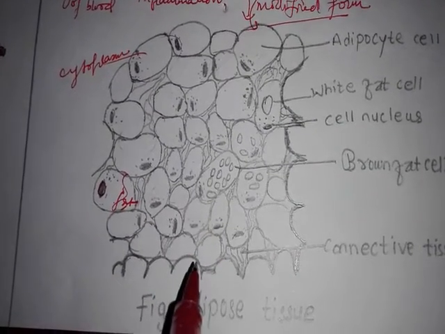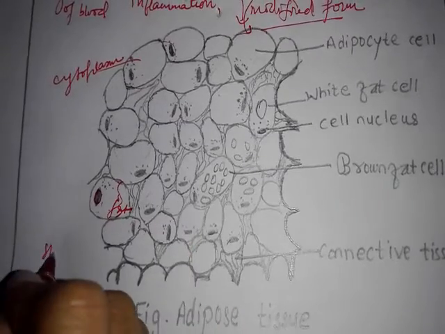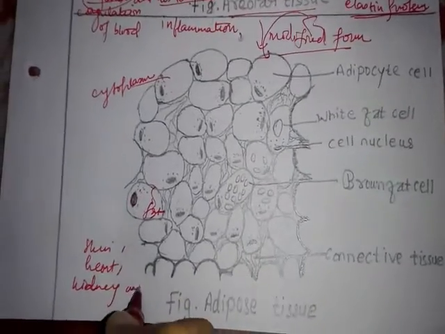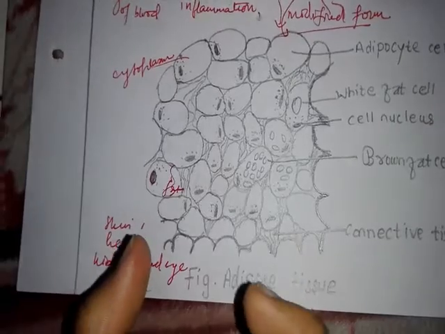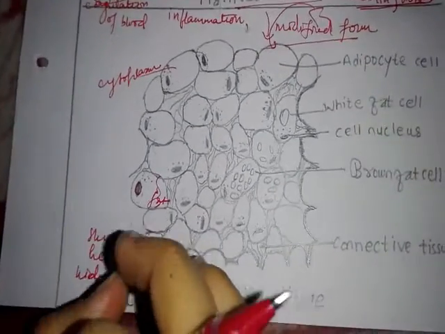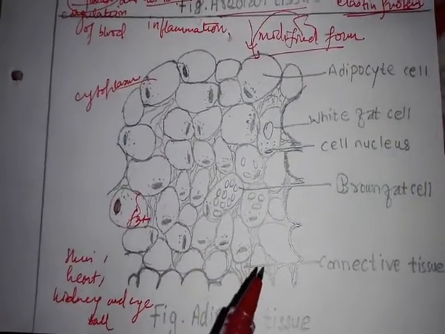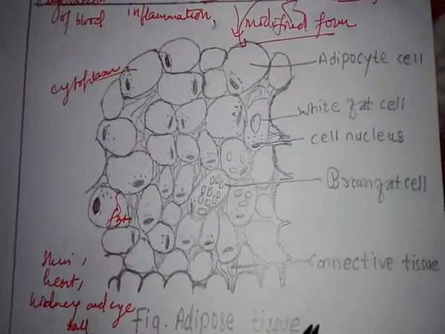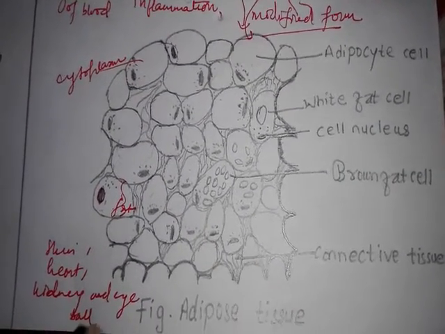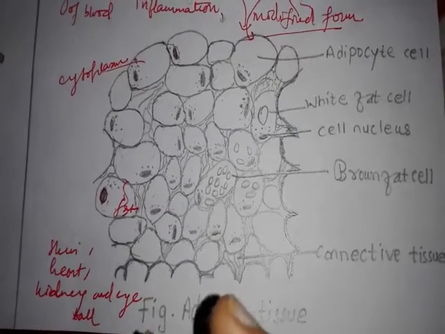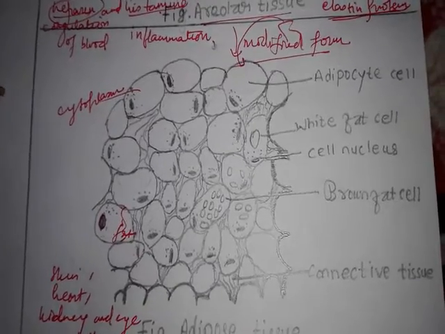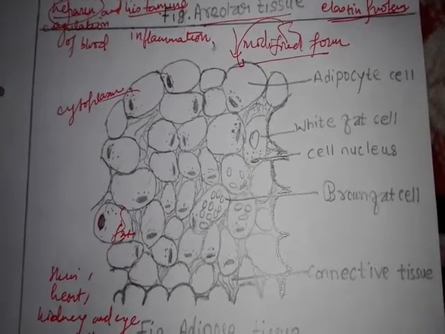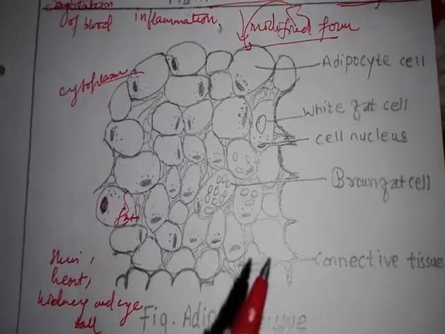Its location is below the skin, heart, kidney and eyeball. Mainly it contains fat deposition, so its function is that it serves as an insulating layer. That is, it regulates the body temperature in mammals. Next, it serves as a fat reservoir. Likewise, it acts as a cushion in the orbits of the eye sockets, so that it prevents the eye from injury. That's all. Thank you.